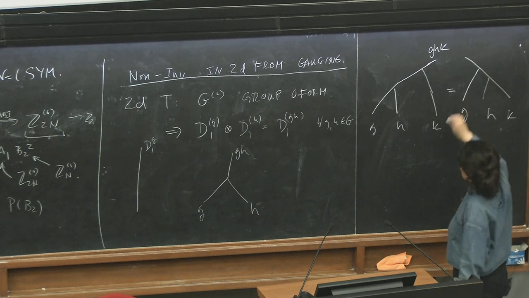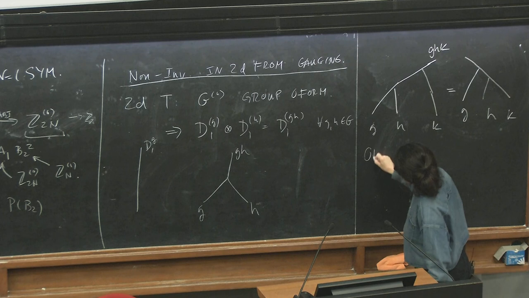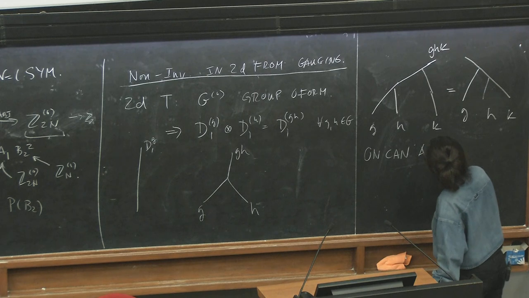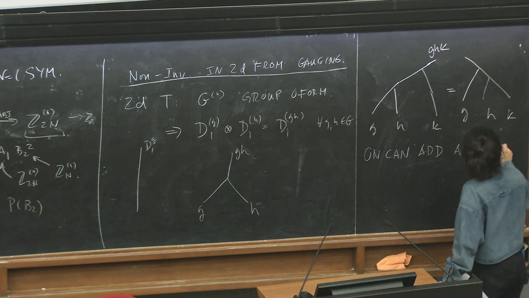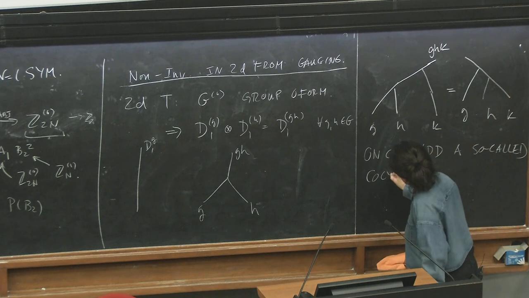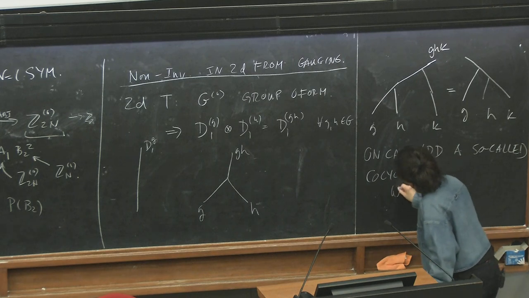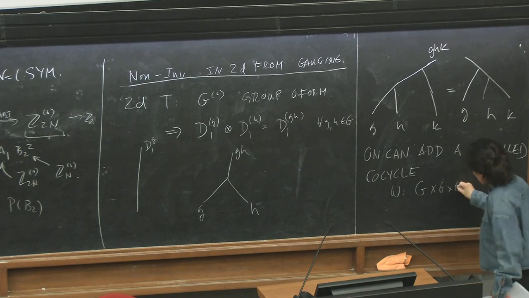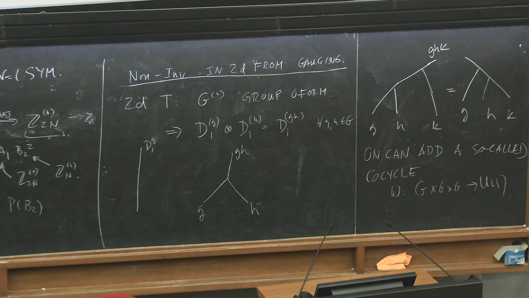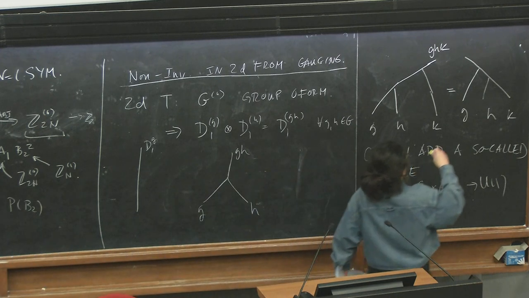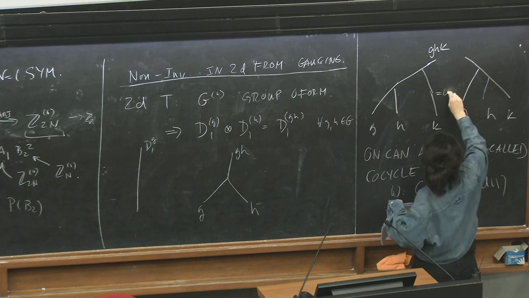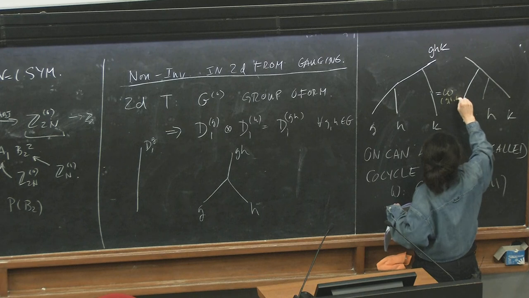Now, one can refine this a little bit. One can add a little bit more structure, a so-called cocycle omega from G times G times G into U(1), that I can just attach to one of these diagrams. And one thing you could think of, right, is that basically you're saying this is equal to that times omega of g, h, and k.